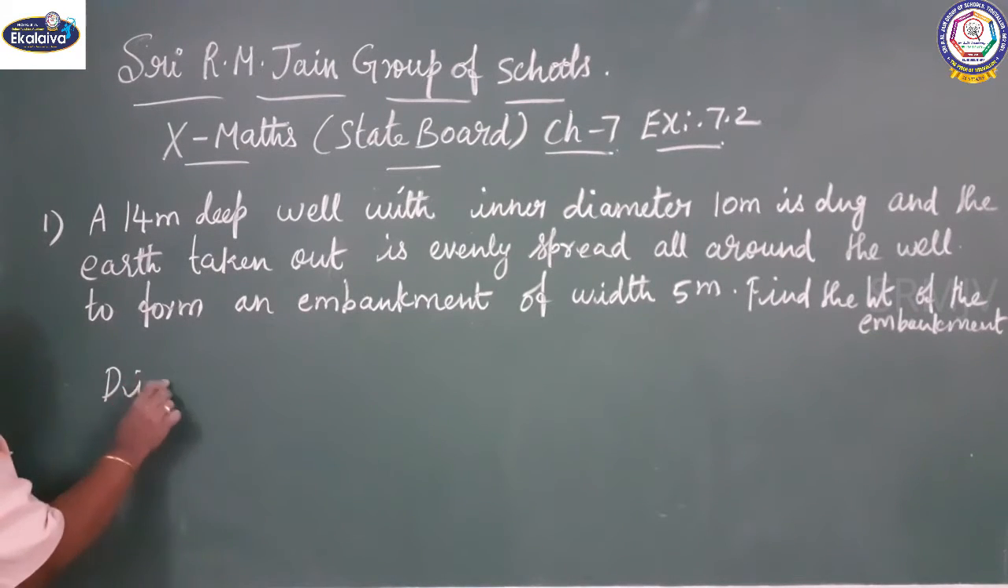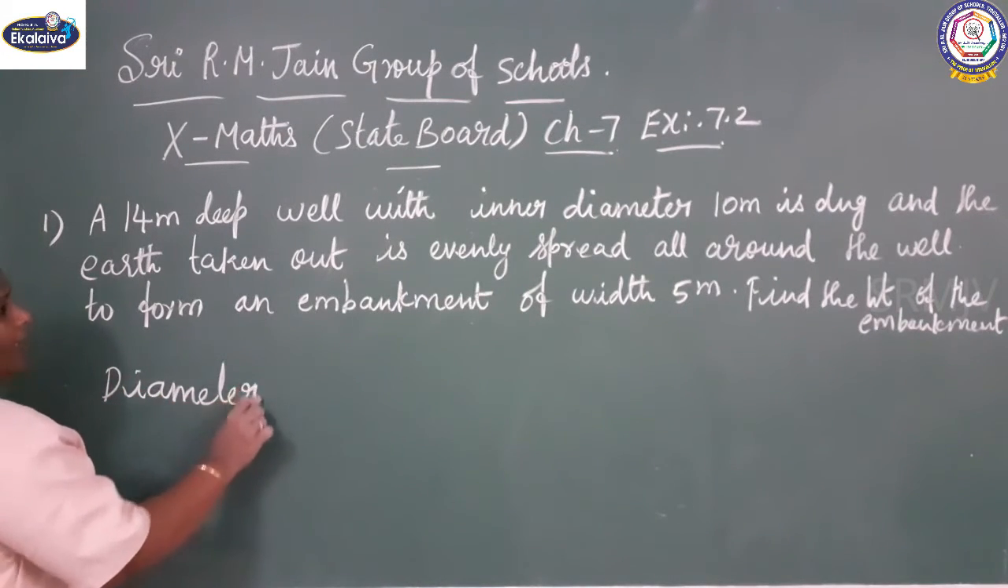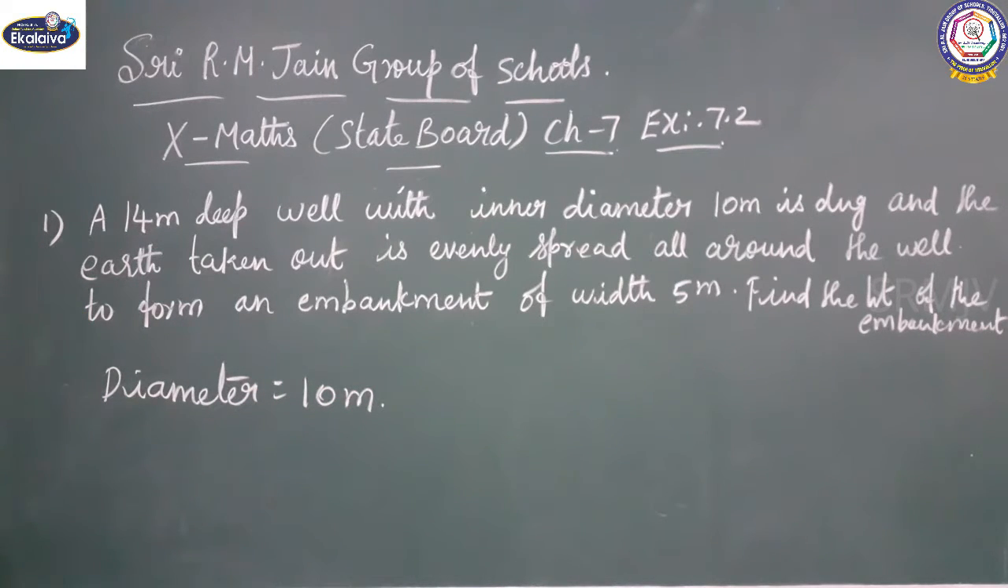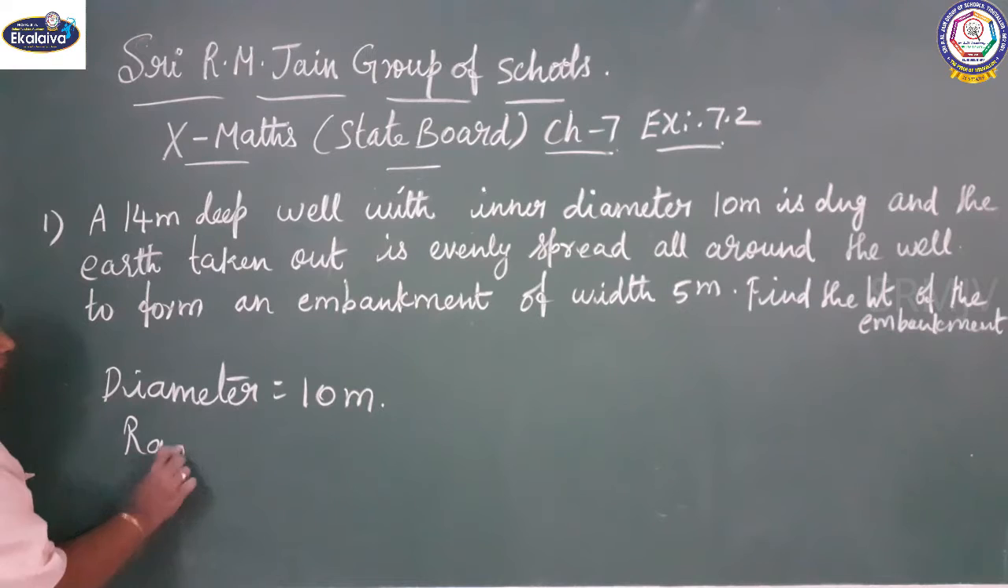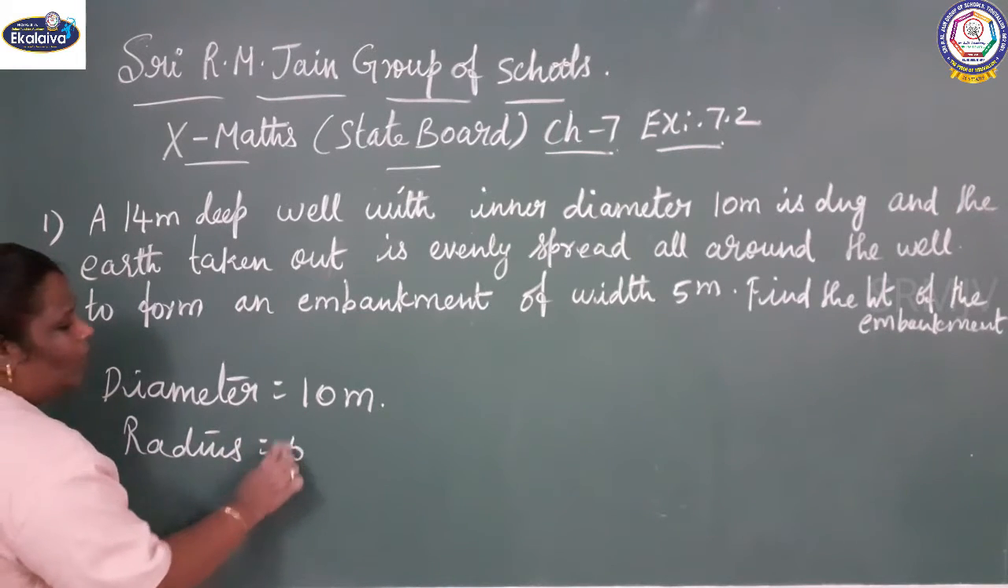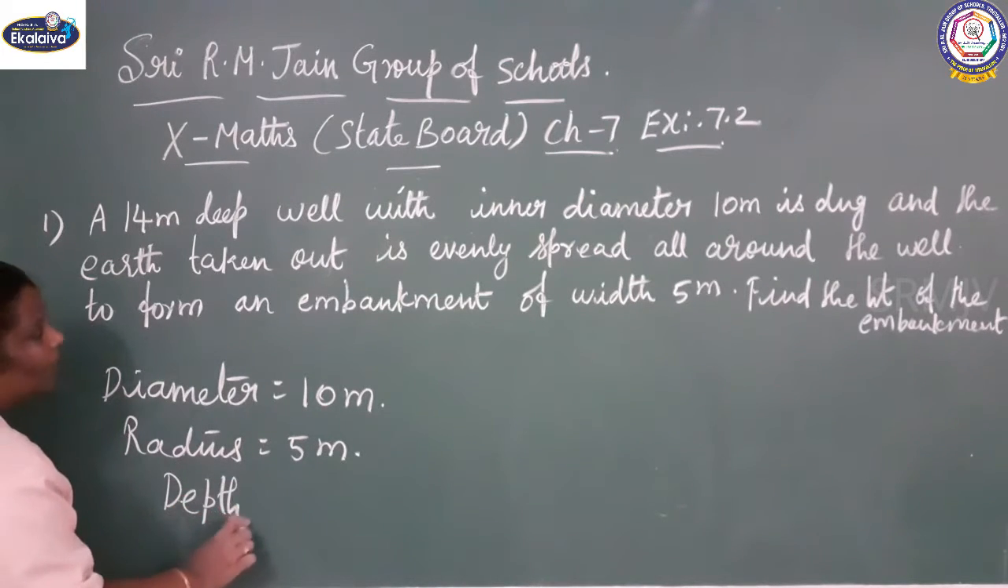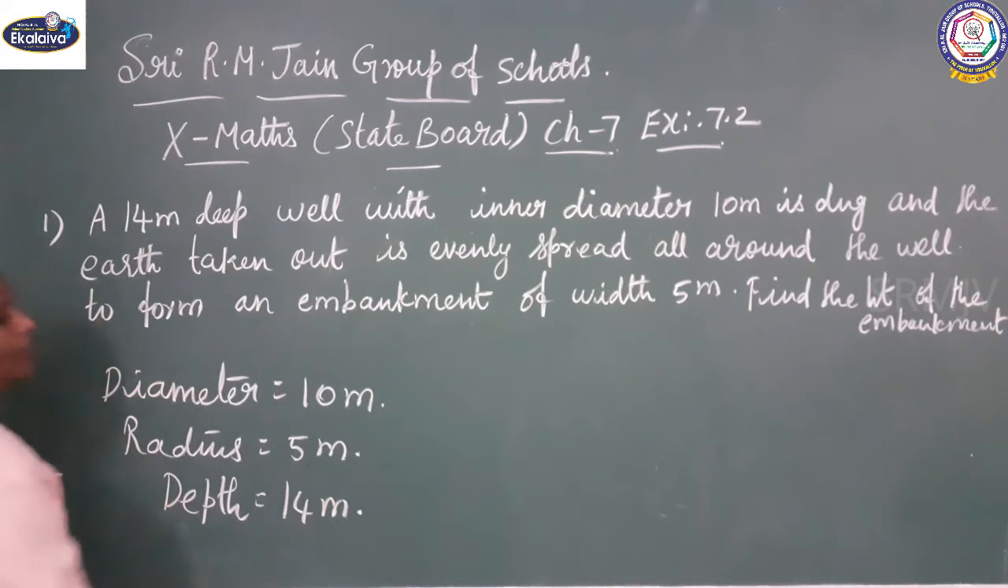Diameter is equal to 10 meter. A 14 meter deep well with inner diameter equal to 10 meter, radius equal to 5 meter, depth equal to 14 meter.